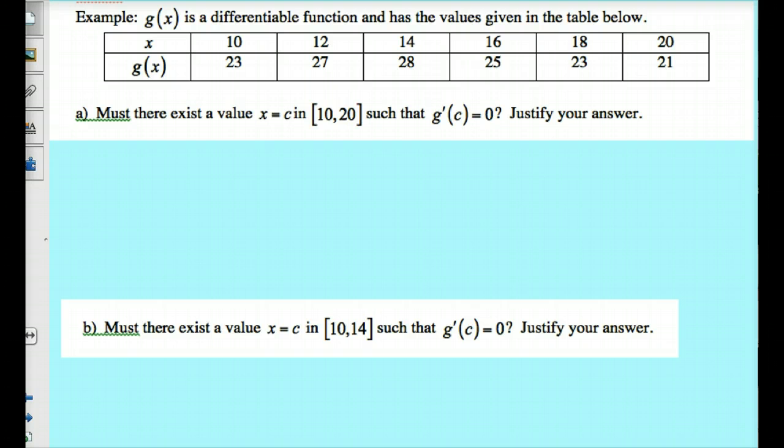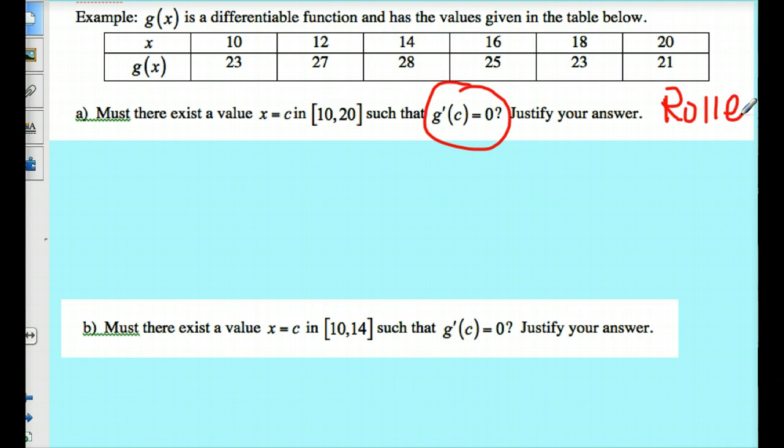It says, must there be a value x equals c in (10, 20) such that g prime of c is equal to 0? Justify your answer. So according to our two theorems, which one tells us g prime of c has to equal 0? Good, so Rolle's theorem uses that g prime has to equal 0. So I know I'm going to focus on Rolle's theorem here.